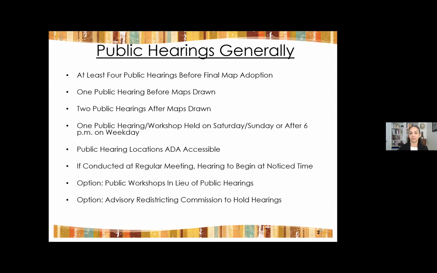With respect to the 4 public hearings before final map adoption, Nicolas went over the specifics of that. As you mentioned, one of the public hearings has to be before the maps are drawn, and 2 of them have to be after they're drawn. Looking at our agendas, our city council meets twice a month. So this is something that we are going to start in early March. We are already almost done with January. We've got some subcommittee work to do in February, and our calendar on redistricting is going to start March 1st.